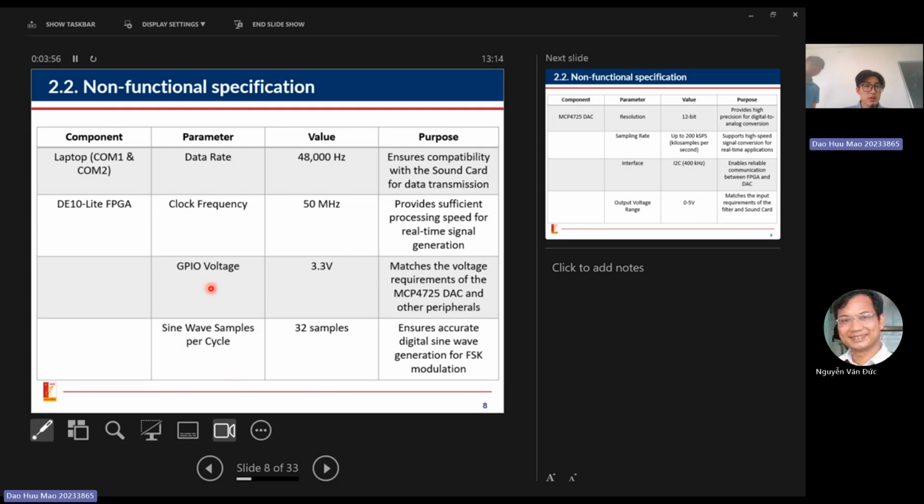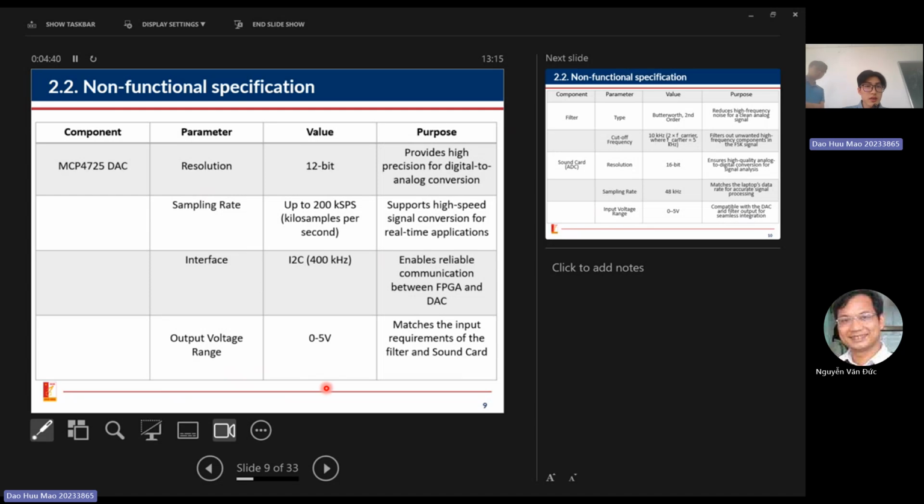And for the FPGA, the value for clock frequency is about 50 million Hz to provide sufficient processing speed for real-time signal generation. And the value for GPIO voltage is 3.3 volts to match the voltage requirements of the DAC and other peripherals. And the value for sine wave samples per cycle is 32 samples to ensure accurate digital sine wave generation for FSK modulation.